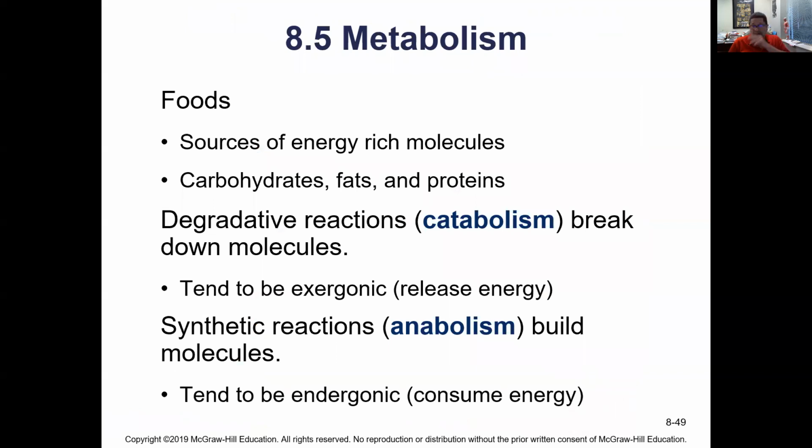Okay, now I have a short answer question. I kind of break it down, but food is broken down by catabolism, and then we use it to build our body by anabolism reactions to build things up.